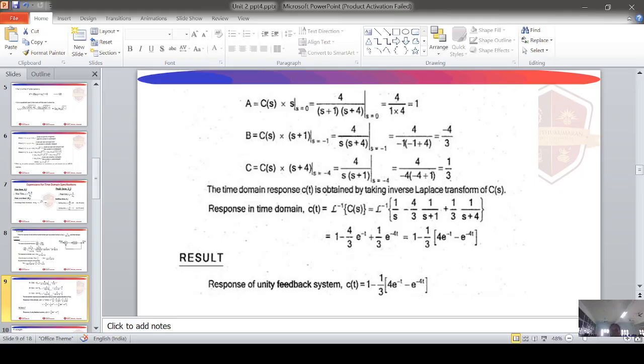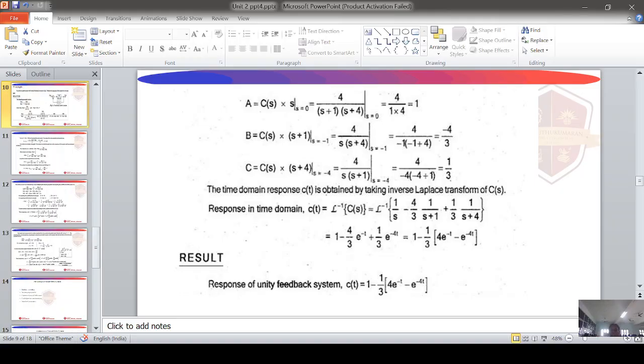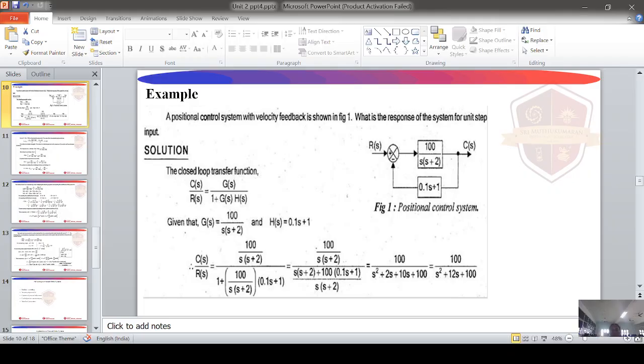So the response of the unity feedback system, c of t, is equal to 1 minus 1 by 3 into 4 e power minus t minus e power minus 4t. This is one example of time domain analysis.